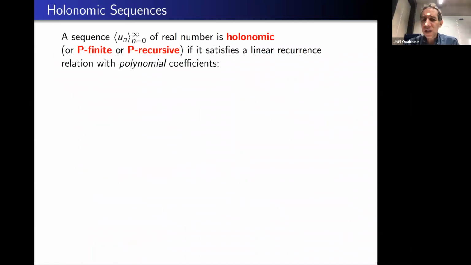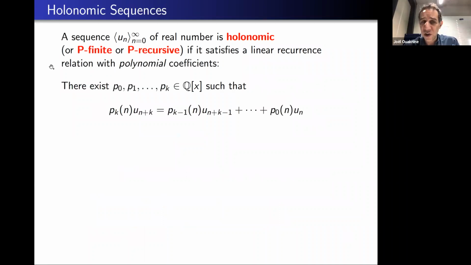Okay, good. So let me define these things a little bit more formally. I'm going to define holonomic sequences and holonomic functions. A sequence u_n of real numbers is holonomic, also known as P-finite or P-recursive, if it satisfies a linear recurrence relation with polynomial coefficients. So you have univariate polynomial coefficients with rational coefficients.